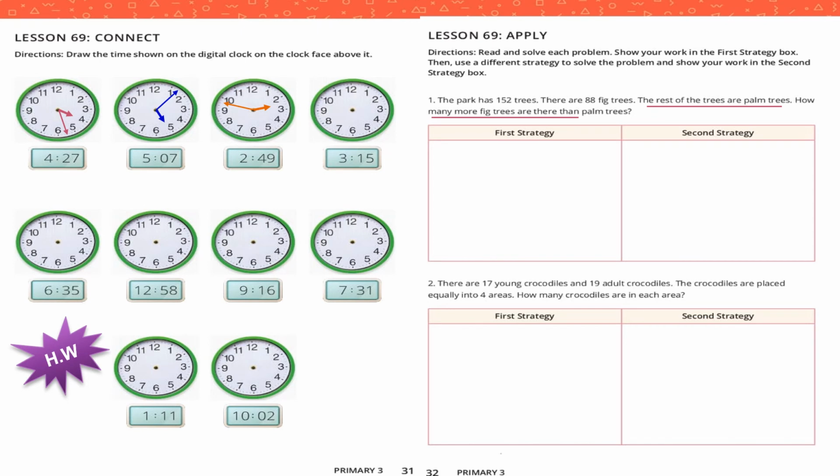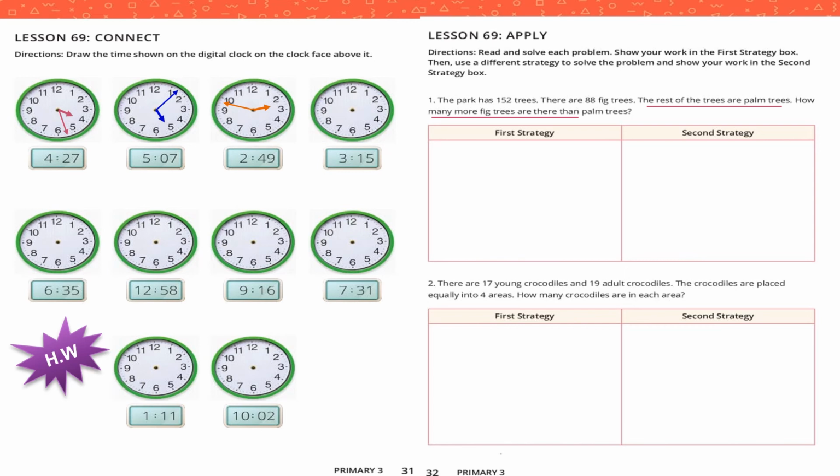Now let's move to the apply part. Show your work in the first strategy to solve this story problem. Then you can solve by a second strategy to find the result also. Number 1, the park has 152 trees in total. Park means garden, they are the same, okay?